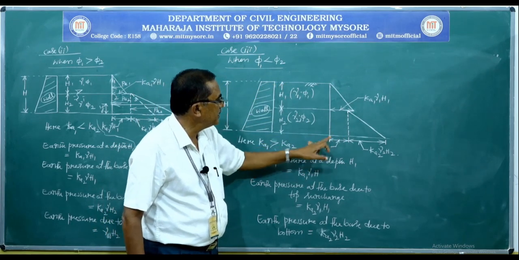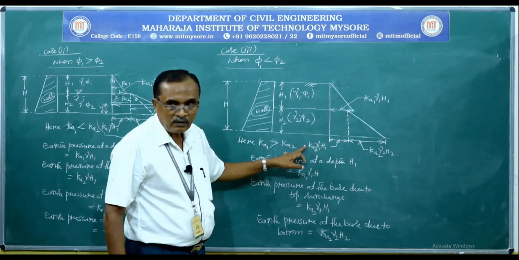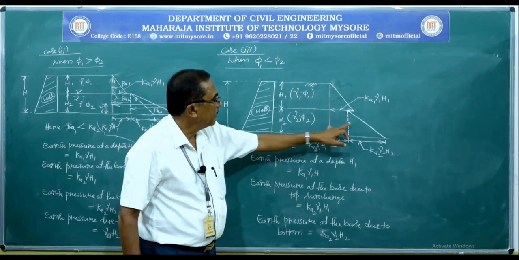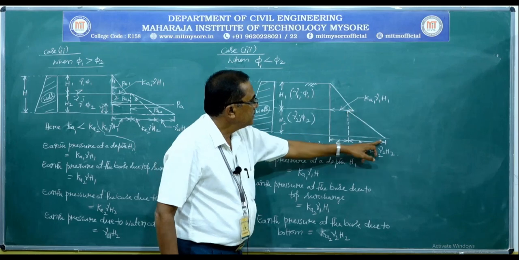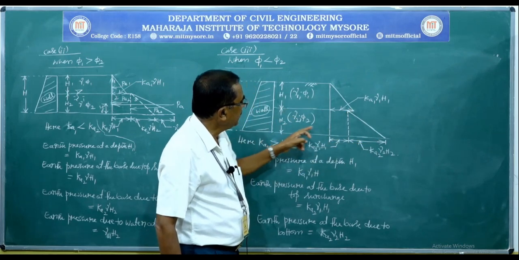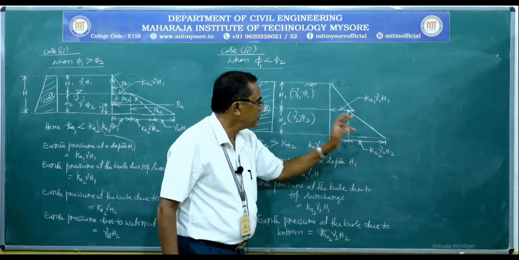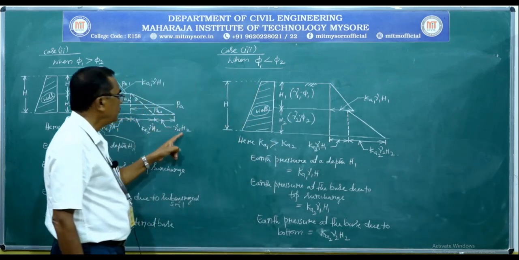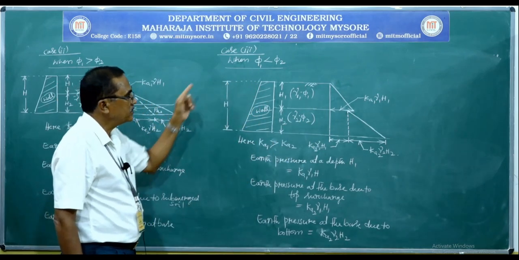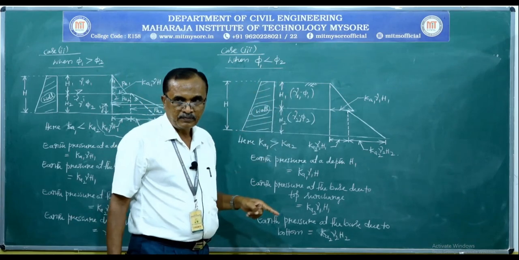That is, there is decrease in the pressure due to increase in the coefficient of effective earth pressure. Lastly, this is earth pressure due to the bottom layer is equal to Ka2 into gamma 2 into H2. Here, this gamma W and gamma H2 is not introduced because it's a dry backfill.